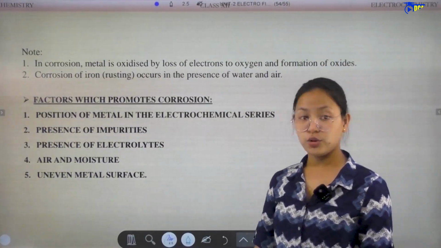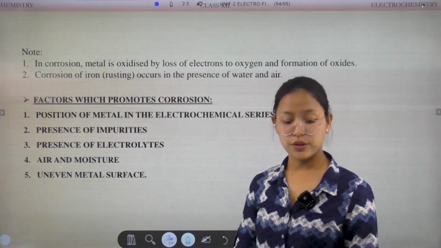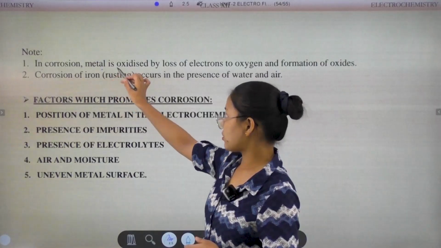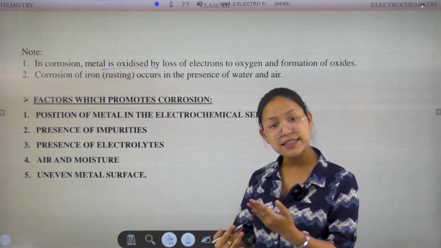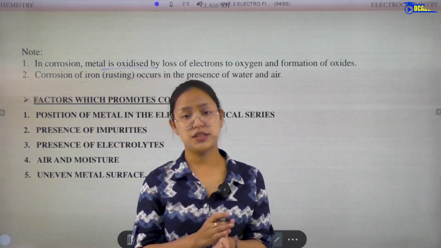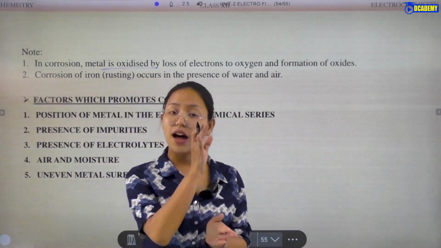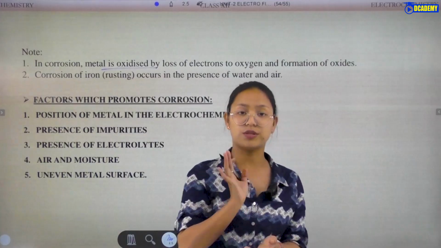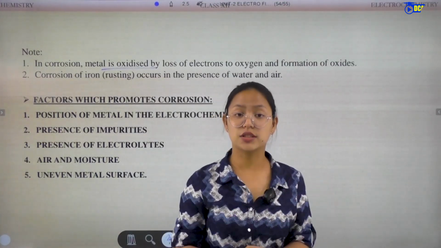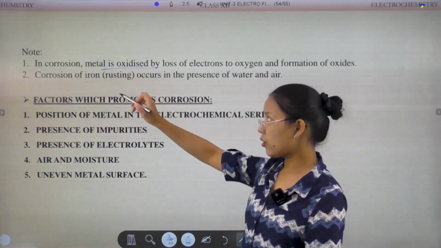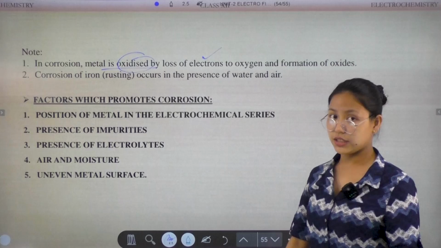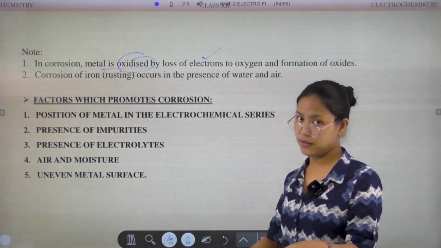Note that in corrosion the metal is oxidized. However, rusting is the hydrated form of ferric oxide. Ferric oxide is hydrated, which means oxidation has taken place. In corrosion, the metal is oxidized by loss of electrons.